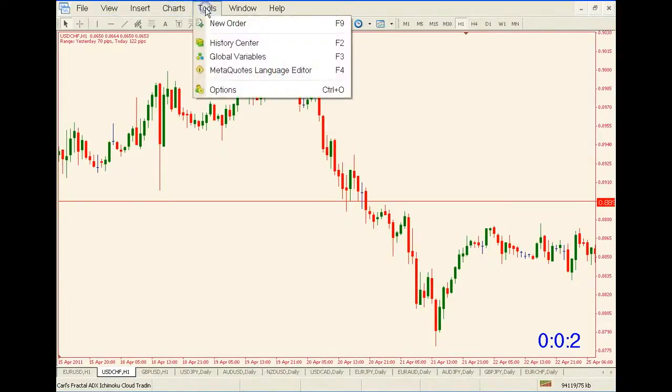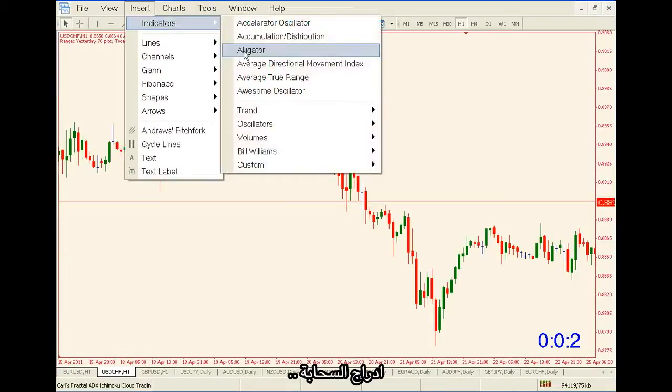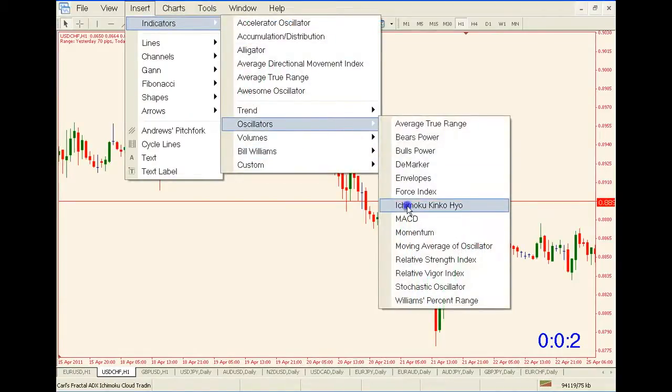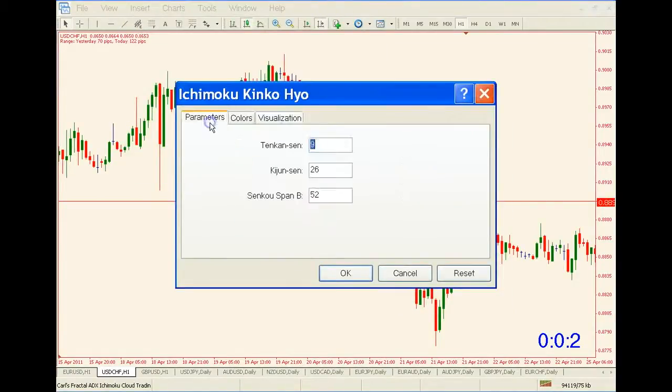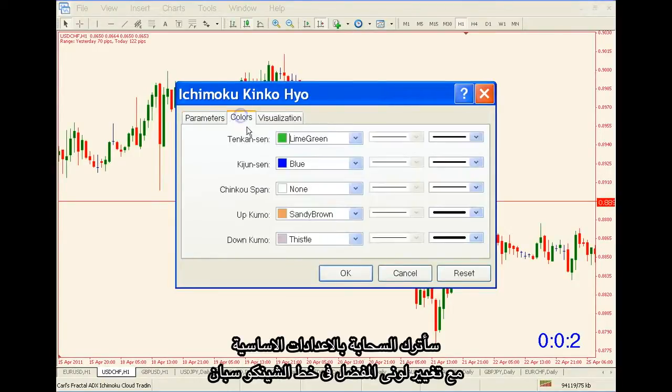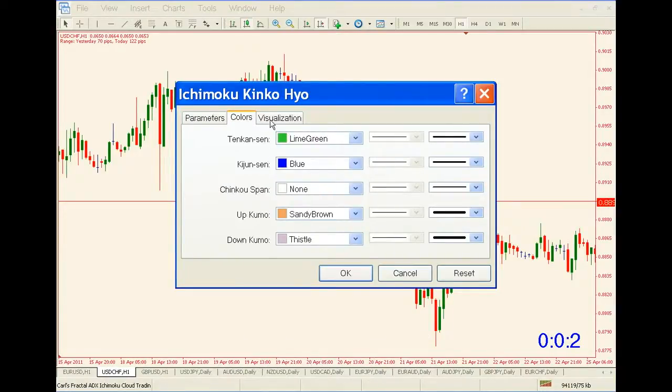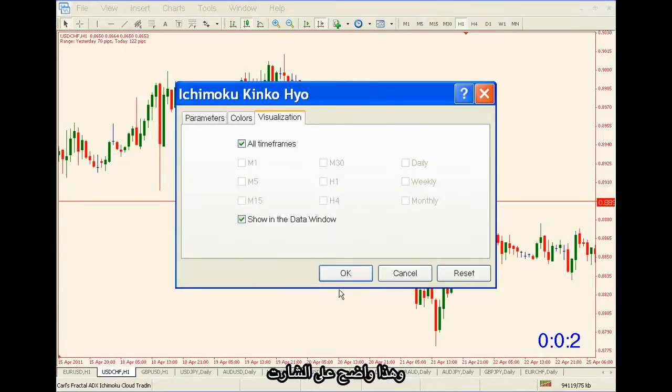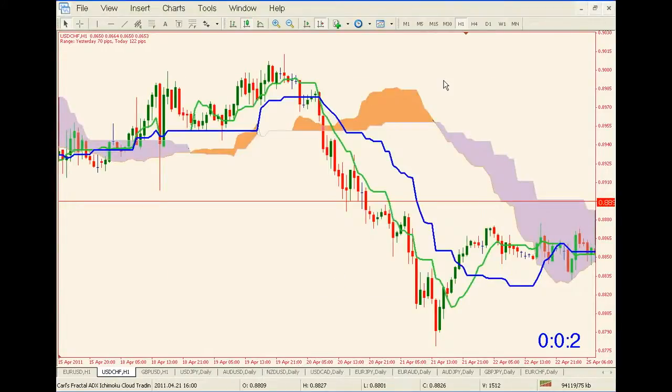Insert the cloud. I keep the default parameters, and I have my colors set that I like, and I will not be using the Chikou span. Okay, and that's visual on all charts. Okay, so now we have it.